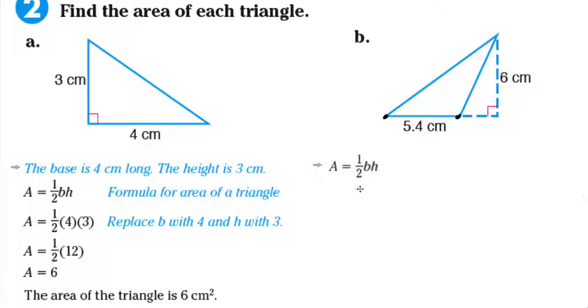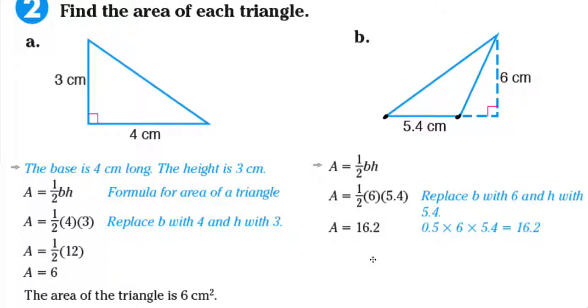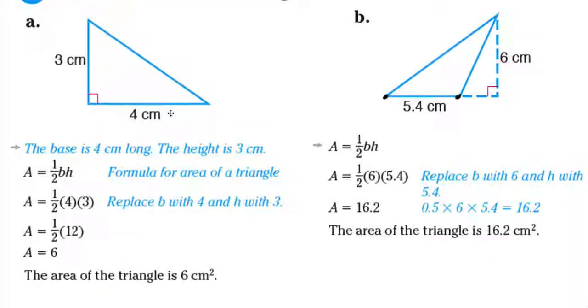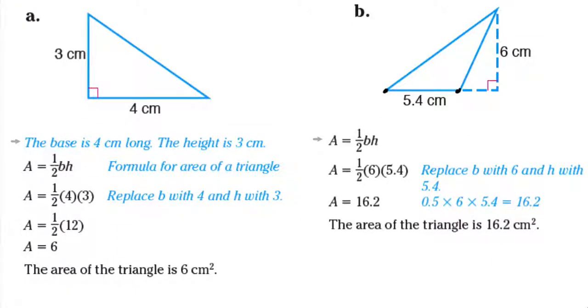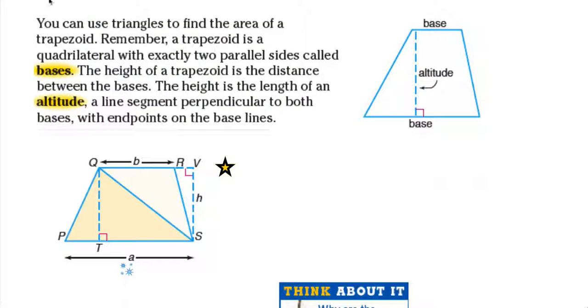So from there, we use the formula 1/2 base times height, and substitute the values of 5.4 and 6 centimeters. We end up with 16.2, and the area of this triangle is 16.2 square centimeters. And let's move on to our last polygon that we're going to talk about in this section, which are trapezoids.